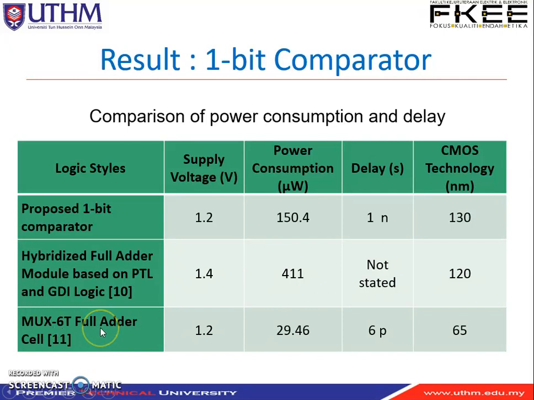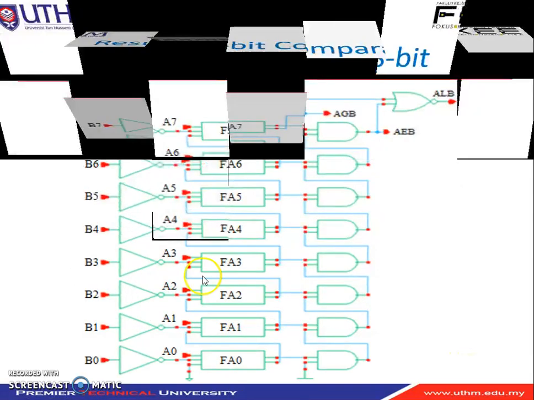But if we compare our circuit with another example of a comparator using a 6 transistor multiplexer, this is based on a multiplexer to create the full adder, and it is used as a comparator. It is using a similar voltage, 1.2. The power consumed by this is much lower compared to our circuit, but it is done in 65 nanometer technology.